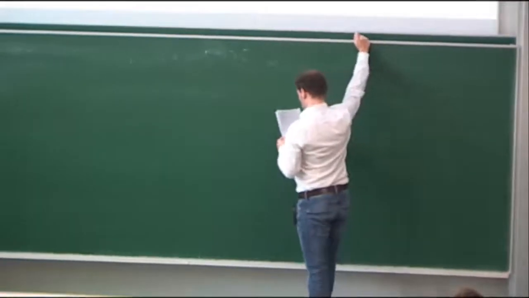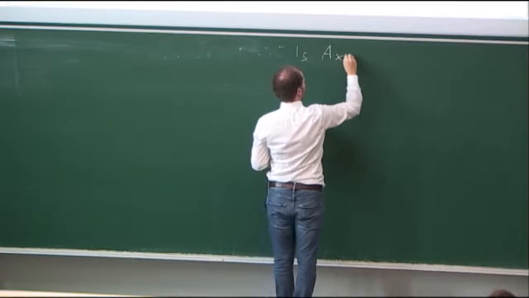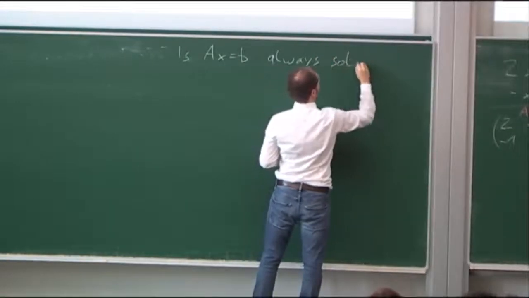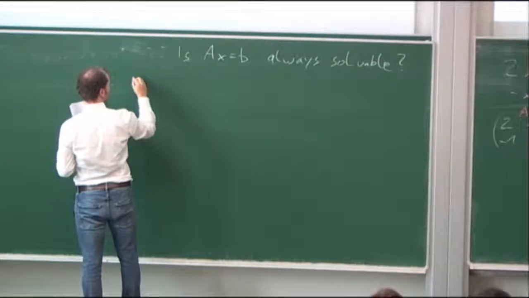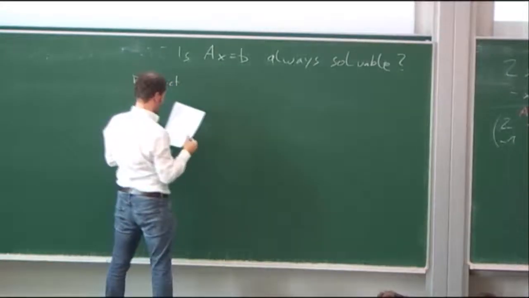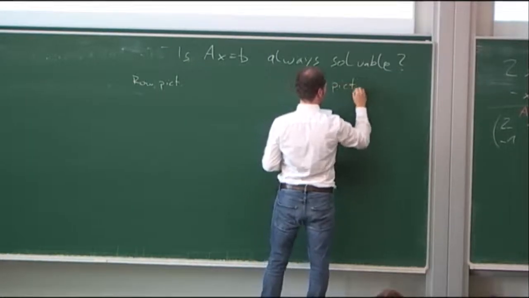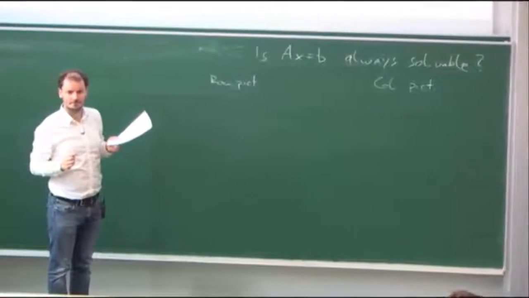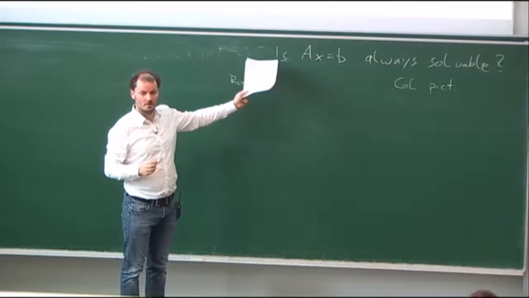Now, the question is, is Ax equals b always solvable? And we can look at it in terms of rows, or in the row picture, or in terms of the column picture. Can anybody tell us, is Ax equals b always solvable? Who thinks Ax equals b is always solvable? Who thinks it's not always solvable?